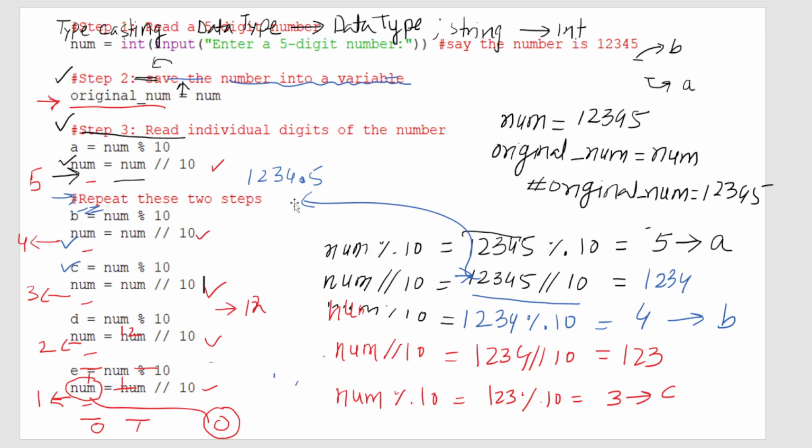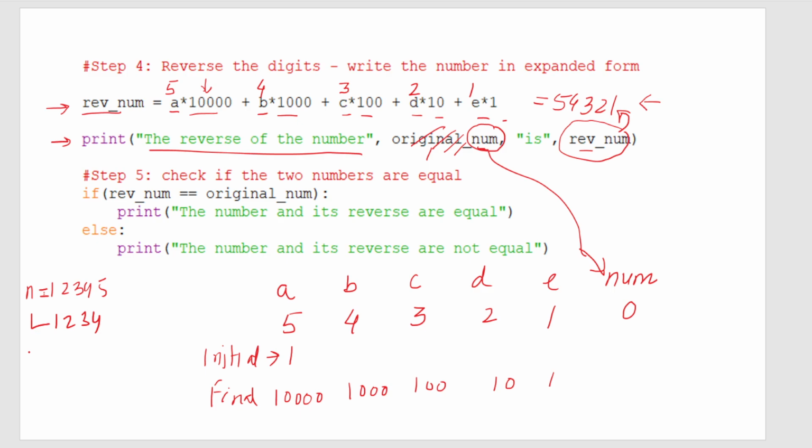We are going to reduce that particular number from 1, 2, 3, 4, 5. This was the original number. Then we reduce it to 1, 2, 3, 4. Then we reduce it to 1, 2, 3. Then we reduce it to 1, 2. Then we reduce it to 1, and finally it becomes 0. So that's why we use the original number as a variable.